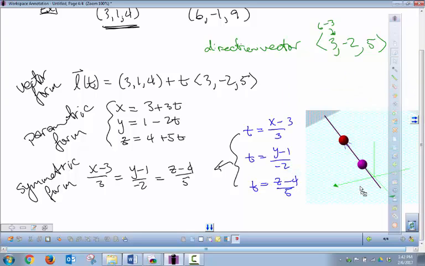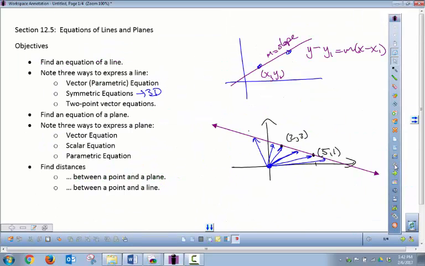All right, any questions? Guys got a good handle on these lines? All right, I think that was for the lines. Let's take a look at the planes now. 3 ways to find equations.